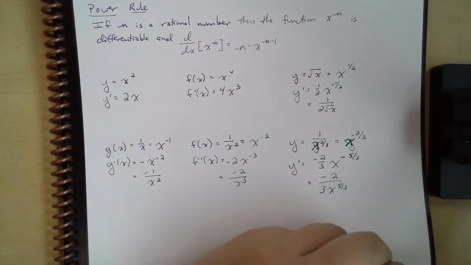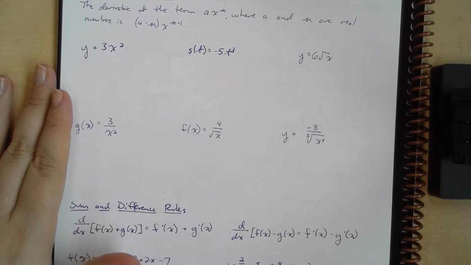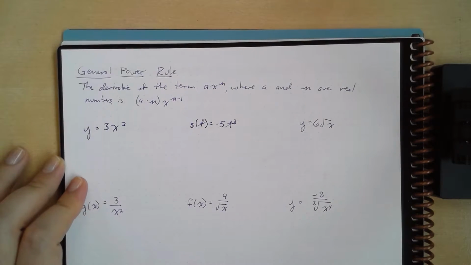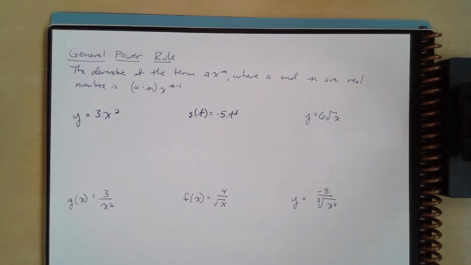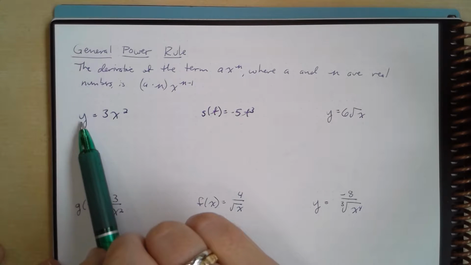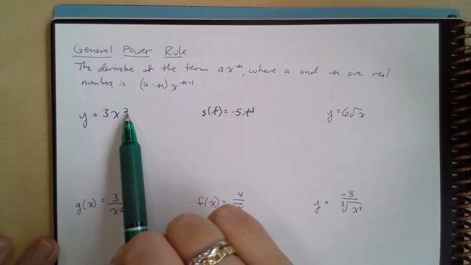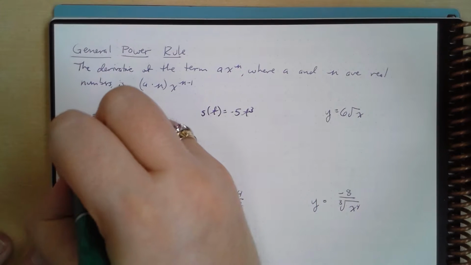So we've got the power rule kind of under our belt. Let's move on to a general power rule. This is just the power rule plus coefficient. The derivative of the term a times x to the n, where a and n are real numbers, is a times n times x to the n minus 1. I didn't say that very well, but hopefully that made sense to you. So basically all you're going to do here, like we've got y equals 3x squared. Now we're going to multiply 2 and 3 before we subtract that derivative there. So that exponent, I mean.